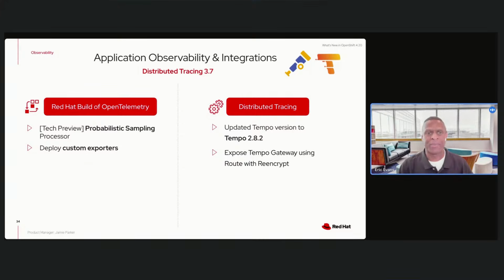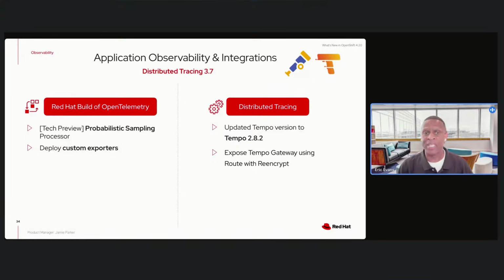On the tracing front, in Distributed Tracing 3.7, we're offering the OpenTelemetry Probabilistic Sampler Processor as a tech preview. This processor allows users to lower span collection costs by using randomized sampling techniques. We're also allowing the deployment of custom exporters. Custom exporters will allow customers to deploy third-party exporters that they may need.